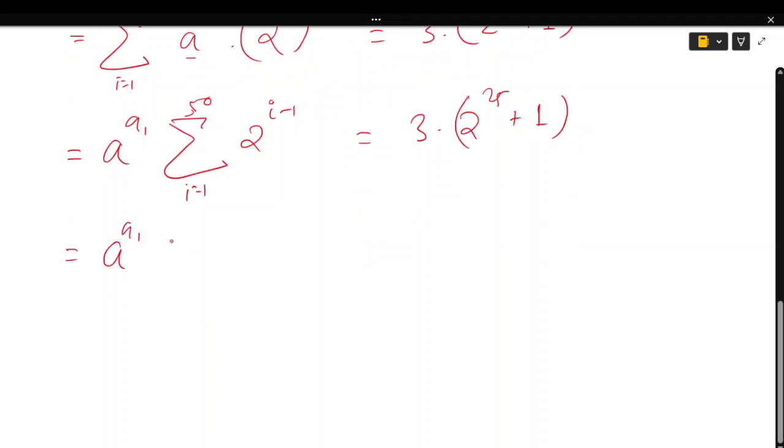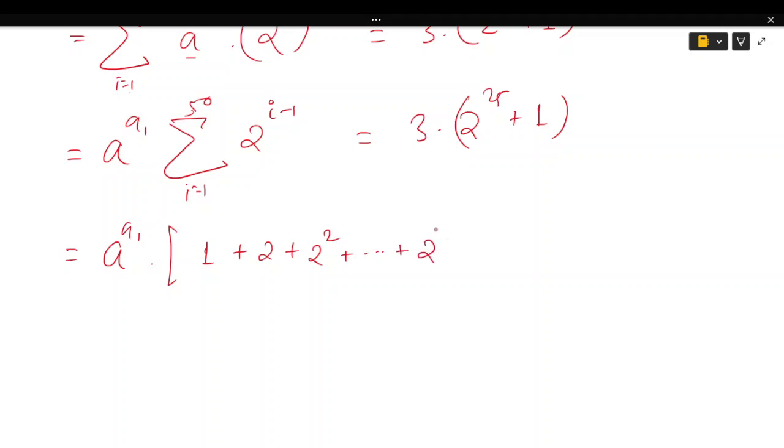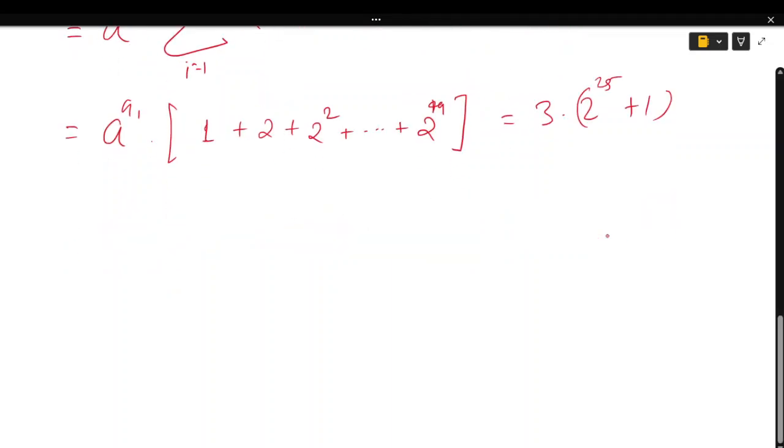Let's observe. If I put i as 1, we get 2 to the power 0, which is 1. If I put i as 2, we get 2 to the power 2 minus 1, which is 2. If you put i equal to 3, we get 3 minus 1, so 2 squared, and so on. And the last term is 2 to the power 49. The given sum is 3 times (2 to the power 25 plus 1), as it is given already.